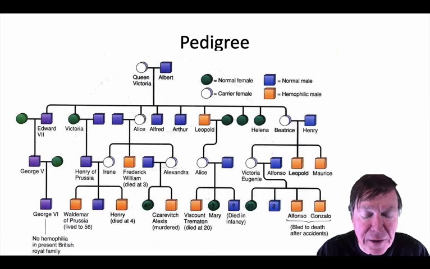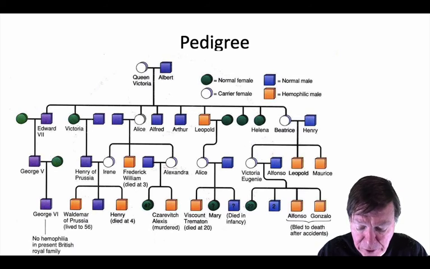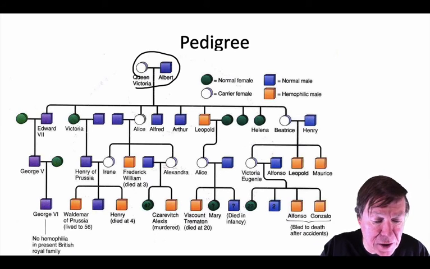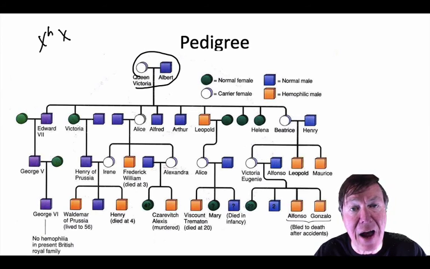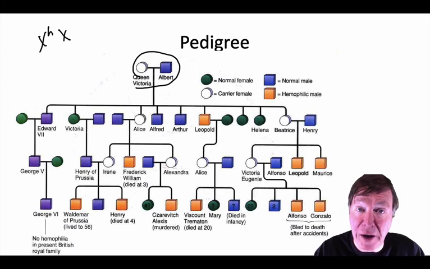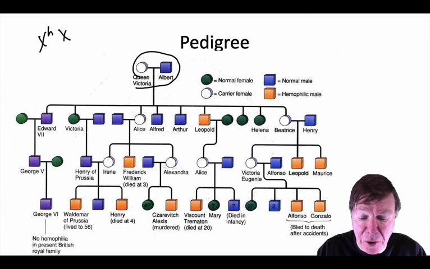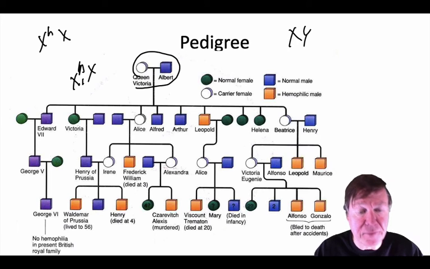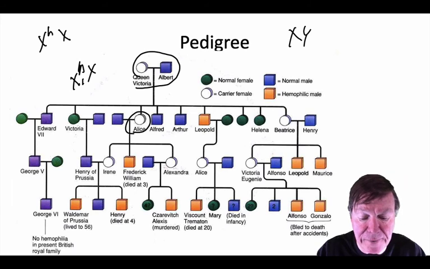So let's go back to this and take a look at what we can follow here. Queen Victoria carried the gene, so we know that she is XHX because she doesn't have it. It's not on both of her X chromosomes. Albert, we know, is XY. He doesn't have it. Now she passes on to Alice. She passes on the XH. Dad passed on the X. She's a carrier. Alice carries it.